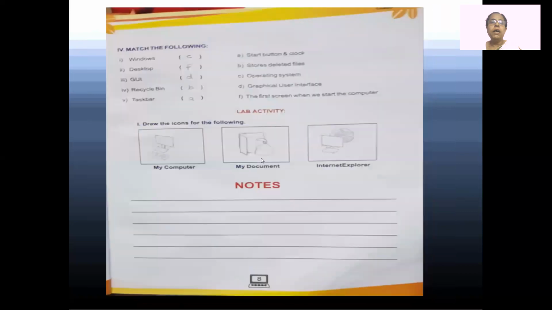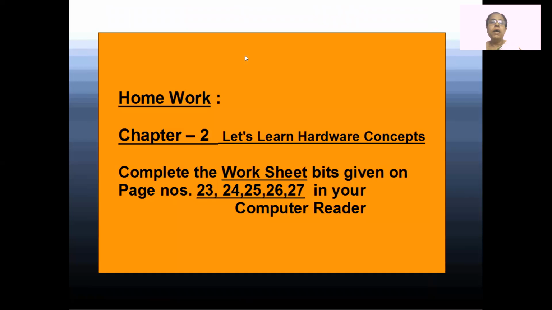Page number 7 and 8. Here you have the master following, and I also draw pictures of my computer, my documents. So do all these homeworks, complete it. I'll be checking all your homework, children. Okay. This is your homework for lesson 2. Do worksheets, page number 23, 24, 25, 26, 27 in your reader.